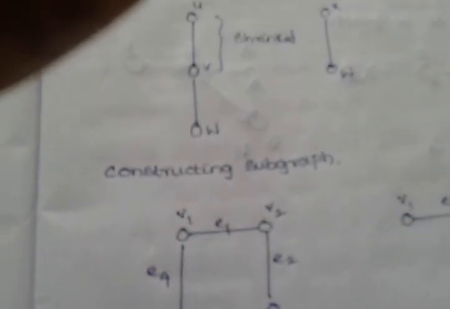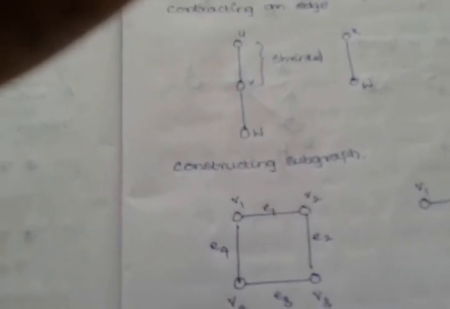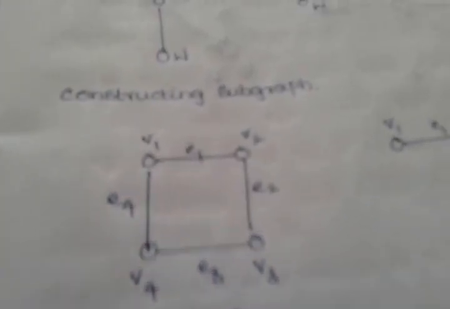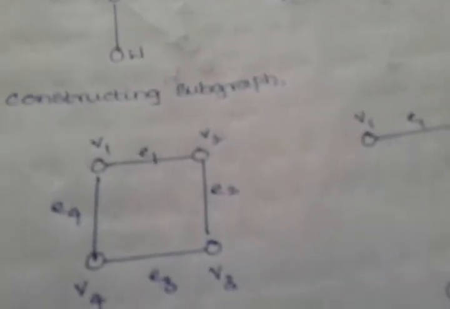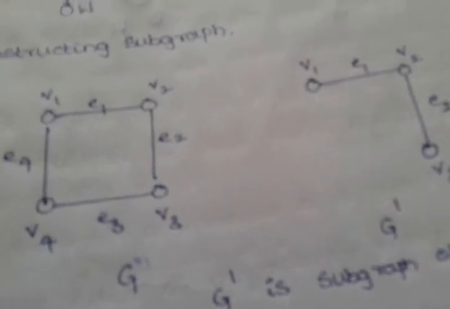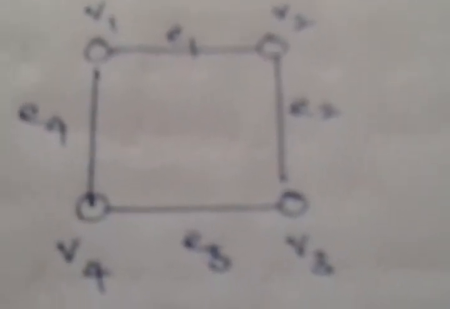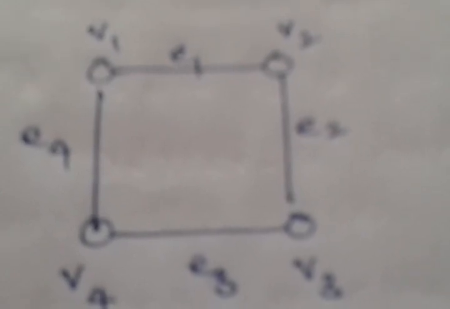Then one is constructing a subgraph. How to construct a subgraph? Before constructing a subgraph, we have to understand what is meant by a subgraph. So this is the main graph. In the main graph we are going to have V1, V2, V3, V4, E1, E2, E3 and E4.